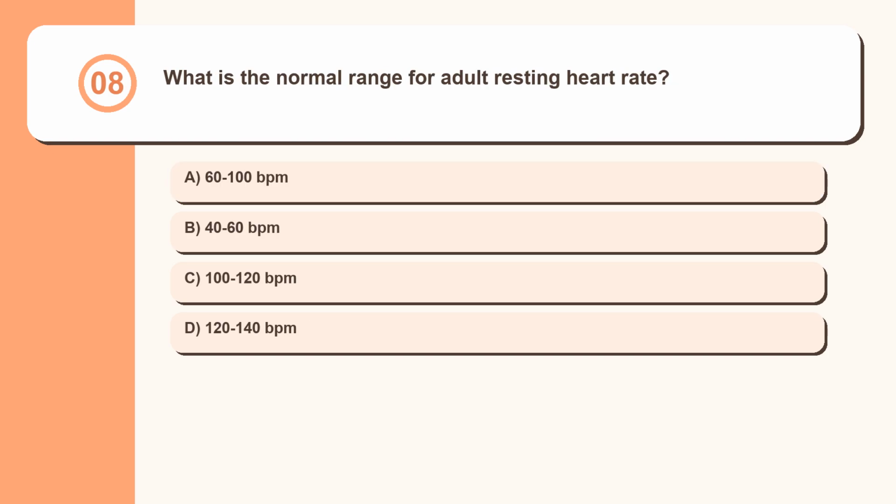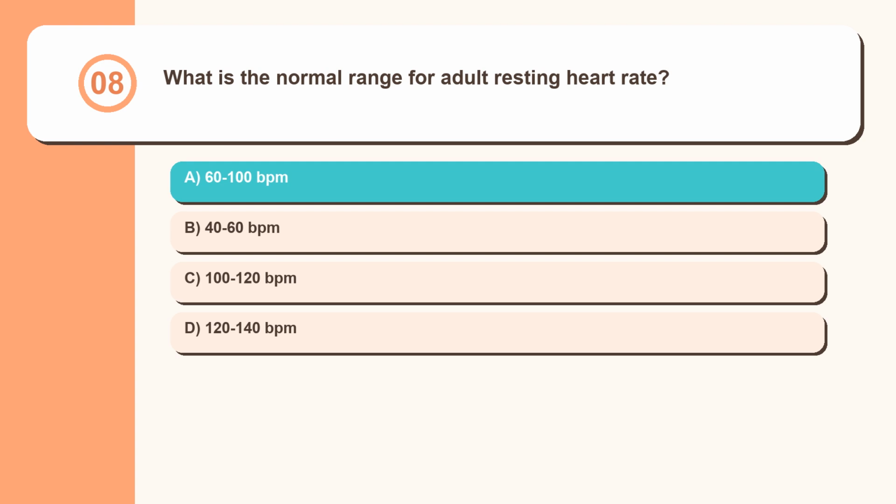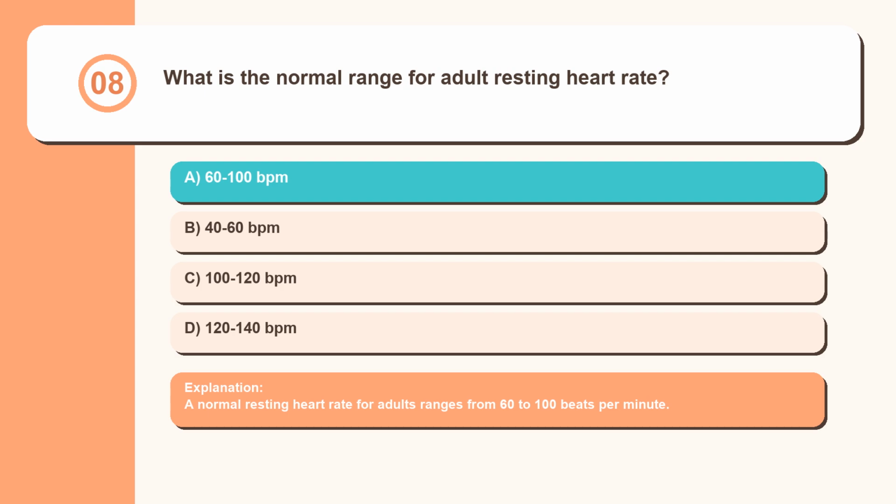Question 8. What is the normal range for adult resting heart rate? 60 to 100 bpm, 40 to 60 bpm, 100 to 120 bpm, 120 to 140 bpm. A normal resting heart rate for adults ranges from 60 to 100 beats per minute.